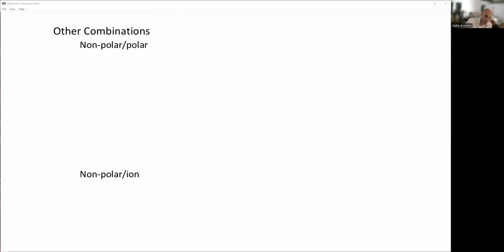These are lesser used because generally we're talking about something with itself, which is generally polar with polar, or non-polar with non-polar. So we never really talk about these other combinations. So if I have a non-polar with a polar, putting a non-polar with a polar together, here's my non-polar.